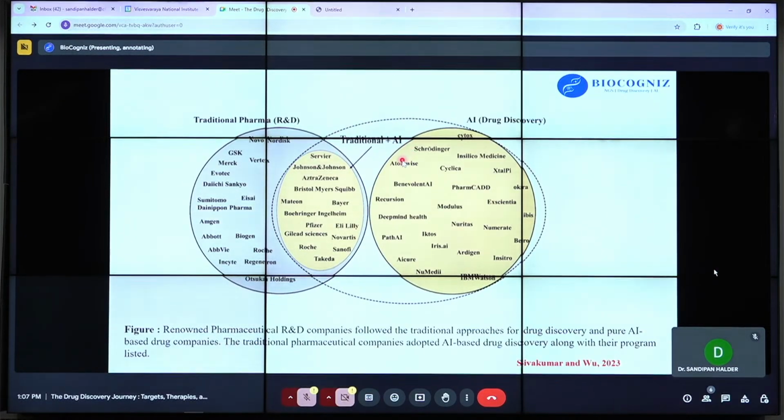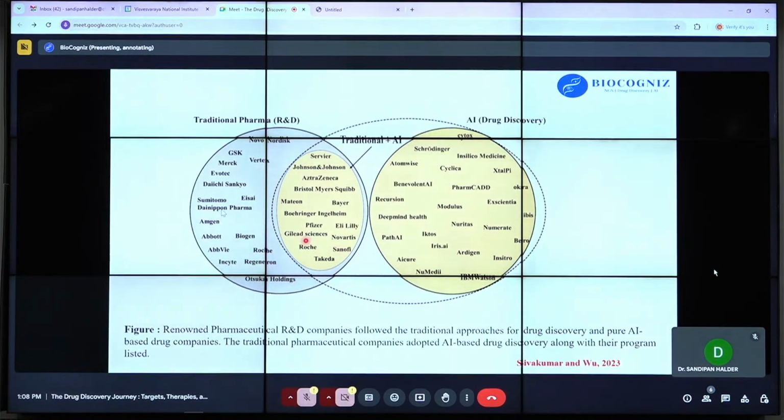Now they are using in silico as well as AI-based approaches, considering the time and cost effectiveness. They are also moving to these, but still some are sticking to the older approaches. These companies are not doing it directly. Instead, they are using pure AI-based companies or in silico companies, right? So they will tie up with them, doing a JV, and then they will work on it.